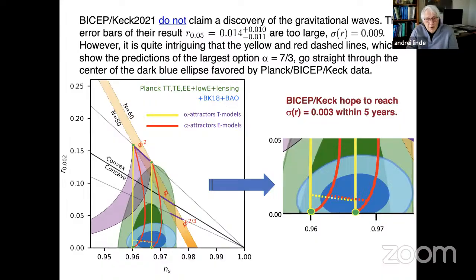And if we look at this BICEP Keck data and check the prediction of the upper part of this ladder corresponding to alpha equal to 7/3, interestingly, the corresponding part of the ladder just crosses this blue area, which is preferred by BICEP and Keck. This does not mean, of course, that their data already confirm this alpha equal to 7/3 model, but it's a pretty interesting coincidence.